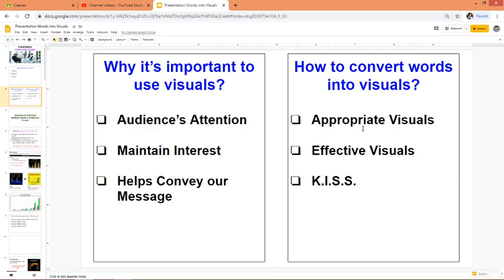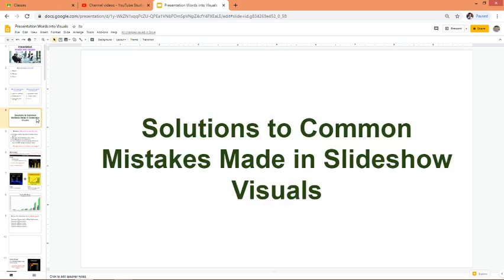We want appropriate visuals. We want the correct type of graph, chart, or picture. We want it to be effective. So we want these visuals to work. And KISS. We want to keep it short and simple.